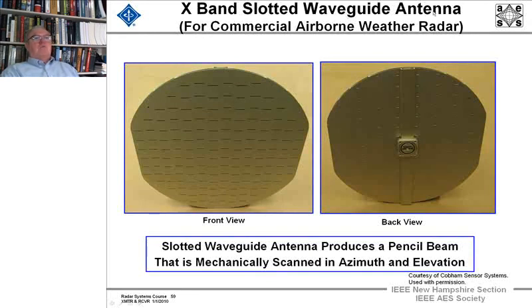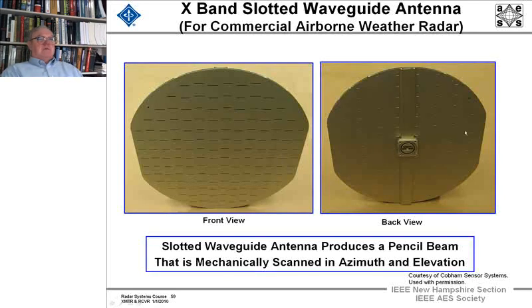Here's an X-band slotted waveguide antenna. The slotted waveguide antenna produces a pencil beam, and it's mechanically scanned in azimuth and elevation. And what you have in the back here is a microwave joint, and the energy goes into this waveguide, where it's fed internally down the lines, and energy transmits out in these offset waveguide slots.